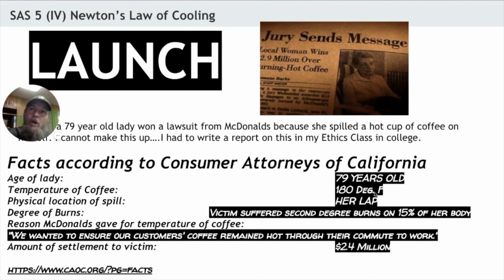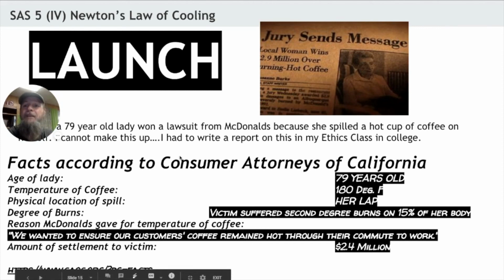Because it's not burning like a coal, it can't give you a third-degree burn, but a second-degree burn, and she suffered second-degree burns on 15% of her body. And it was in her lap. Okay, so the reason McDonald's gave for their temperature of the coffee, they wanted to ensure our customers' coffee remain hot throughout their commute to work. The amount of the settlement is $2.4 million. Now, I can't make this up.